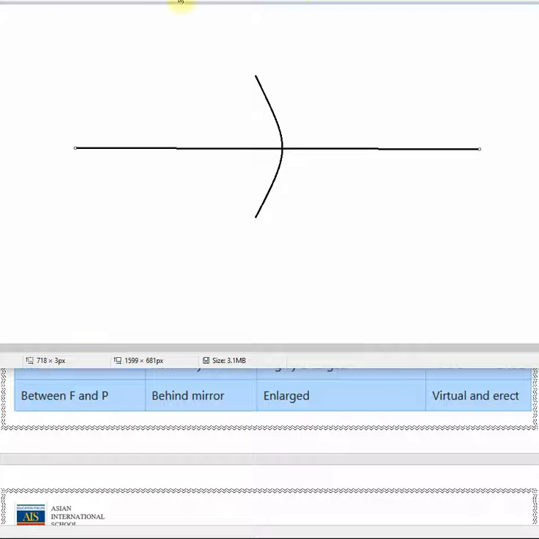Next you mark the important points. First is the pole, this point, the center point where the mirror is penetrated through by the principal axis. Then you mark the focus with F. Now this distance FP will be same as the distance FC. This is the center of curvature. Here you can see the distance of FP and CF, they must be same.